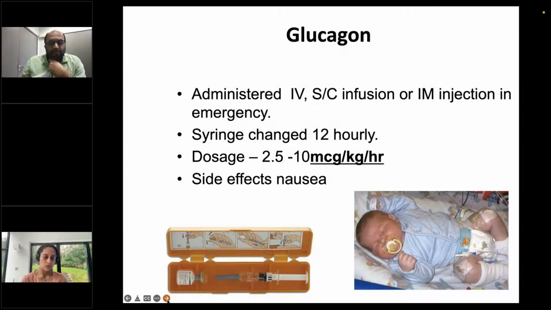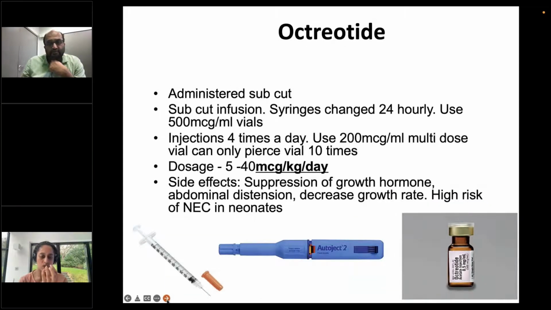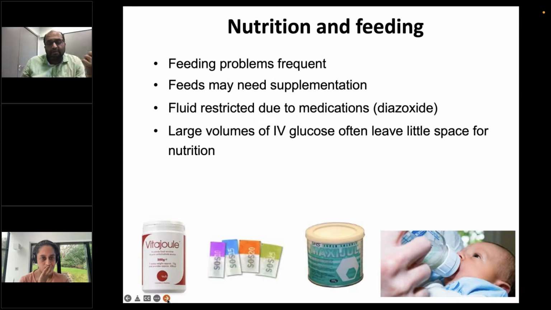As I was saying earlier, both glucagon and octreotide are given in special centers, but this is just a baby having a subcutaneous glucagon infusion. You could use a subcutaneous IV cannula to give it as a subcut infusion. Octreotide is another medication that is given either as an infusion, or as injections like 4 times a day. It's like the subcutaneous insulin injections we give. It's given as subcutaneous injections 4 times a day. And then the next step would be nutrition and feeding.